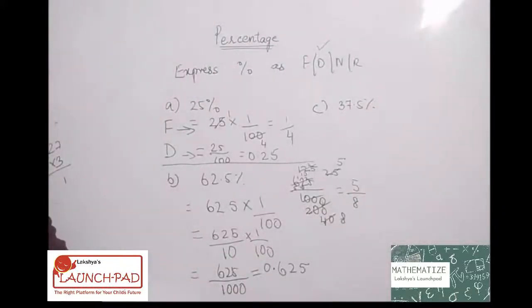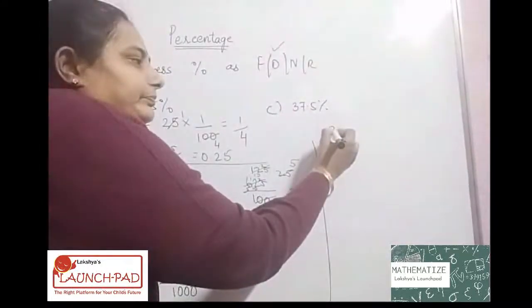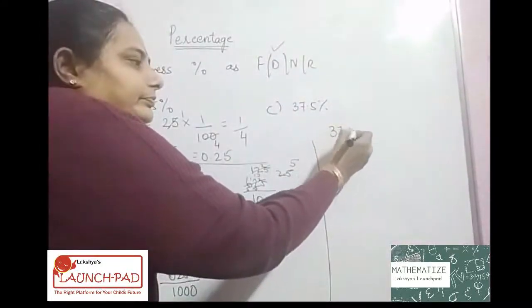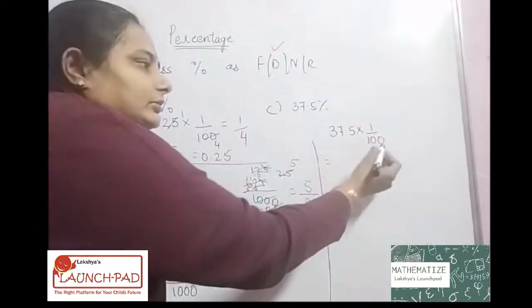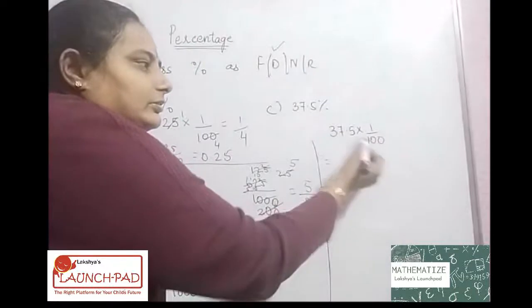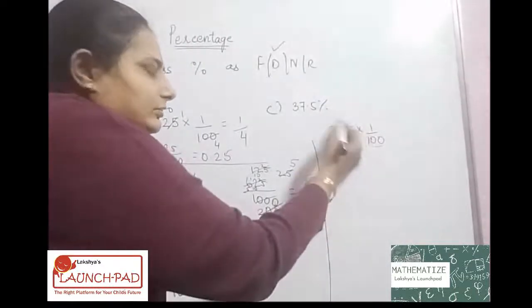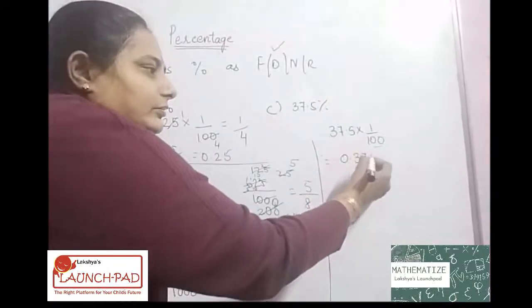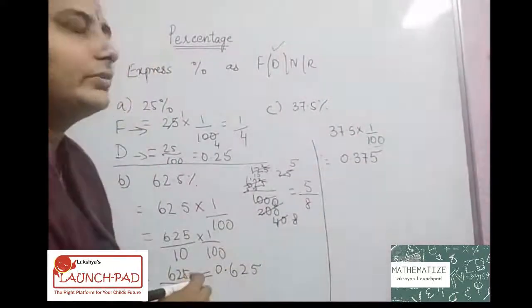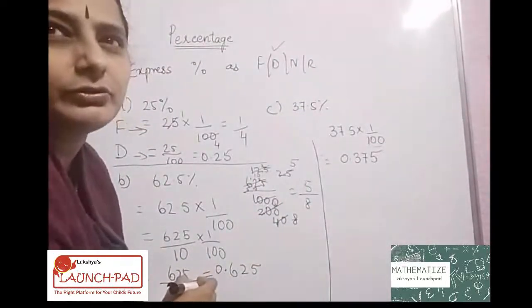Okay, Pradyata, can you try this? First, 37.5 into 1 by 100, so I am going to shift the decimal to the left side. Two digits and one are shifted. So it is going to be 0.375. Good.